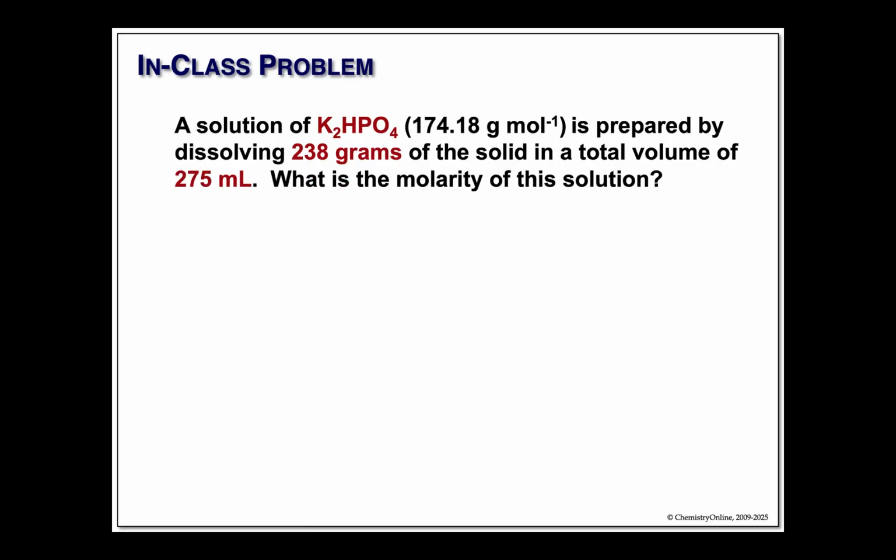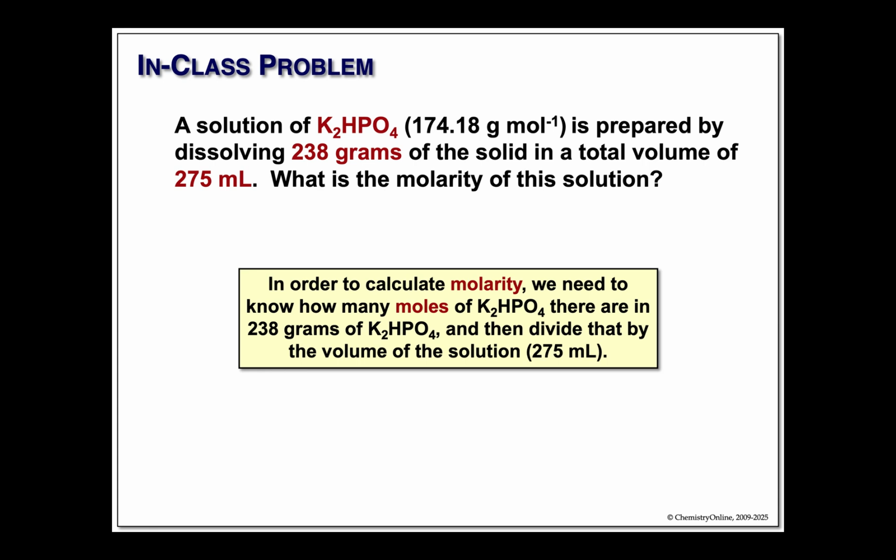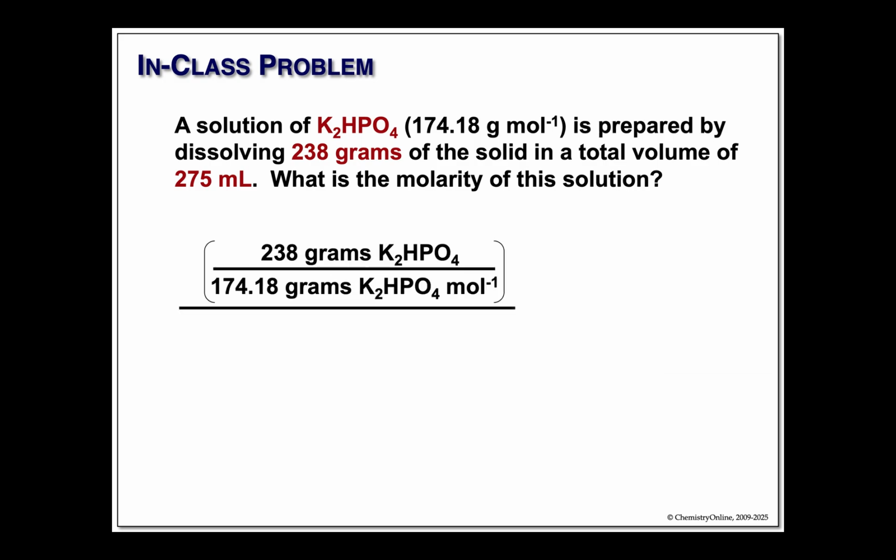Let's just do one more simple one here. Potassium hydrogen phosphate. We have 238 grams of it. That's its molar mass. We have a volume of 275 mL. Moles of potassium hydrogen phosphate divided by our volume in liters. Just like that. 238 divided by 174 divided by 0.275. 0.969 rounds up to 4.97. Any questions?